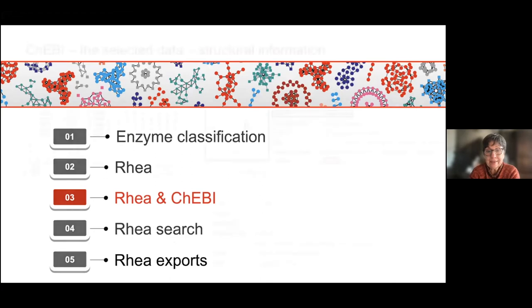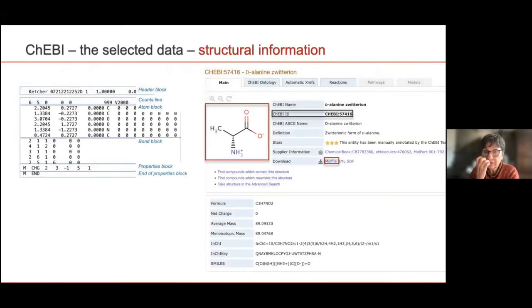So let's see a little bit more in detail what we have in KB and what we are using. This is a typical entry page for a KB compound. What we use is the KBID, the identifier, but we also use the structure. Here you have the display of the 2D structure. This comes from the mol file. A mol file is a format used in chemoinformatics.